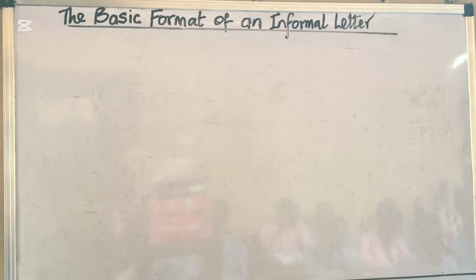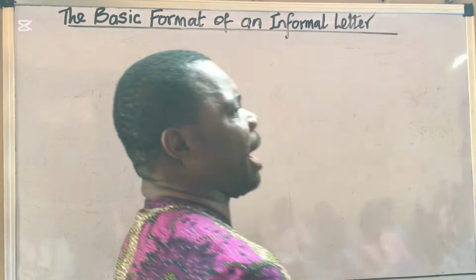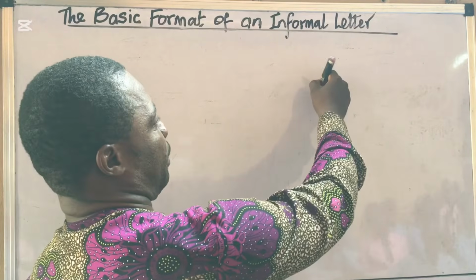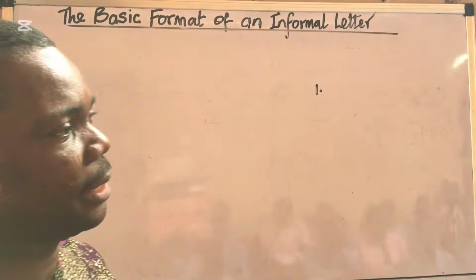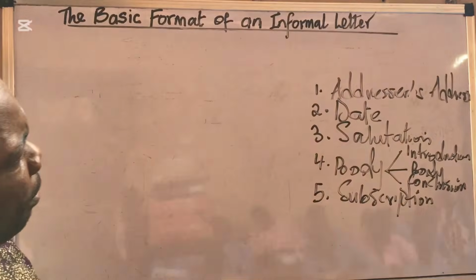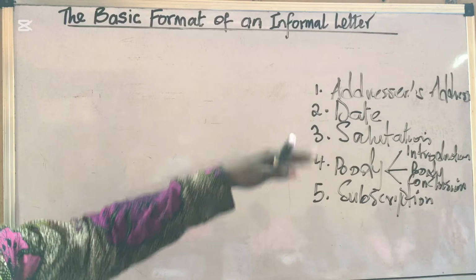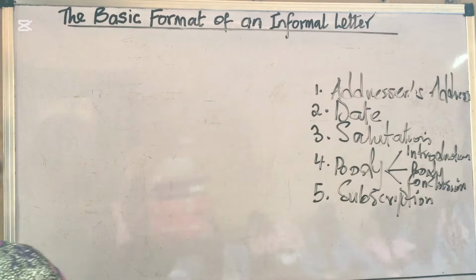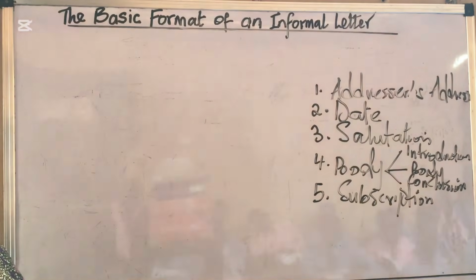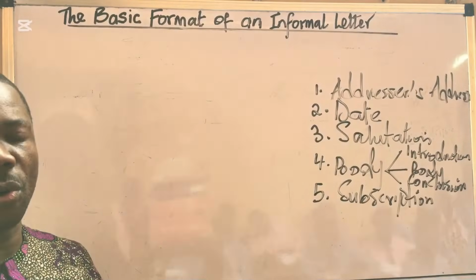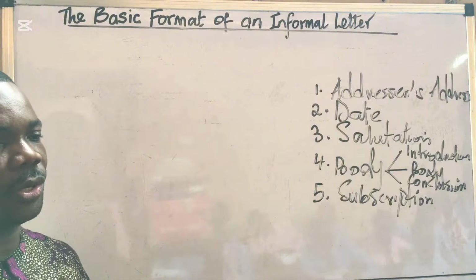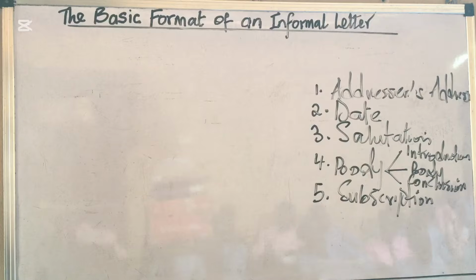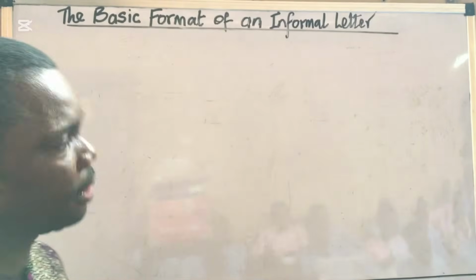So let's get started. When writing an informal letter, the important aspects that you must consider include... An informal letter is a type of letter that we write to people who are related to us in their private capacities. So let's get started. The address.